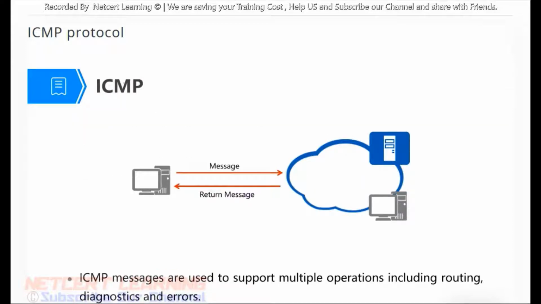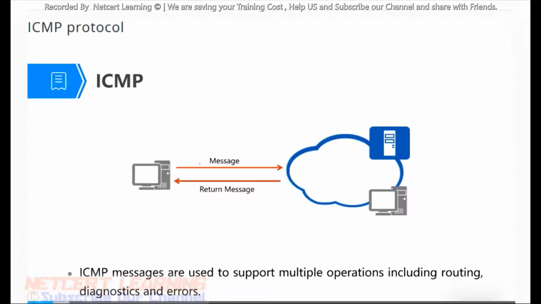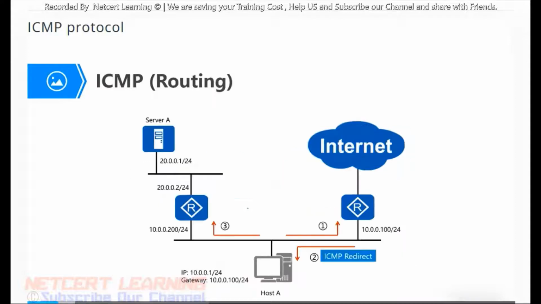And how does ICMP work? ICMP can send messages and return messages between different network devices. Of course, ICMP has different message types. For example, first, the messages for routing information.